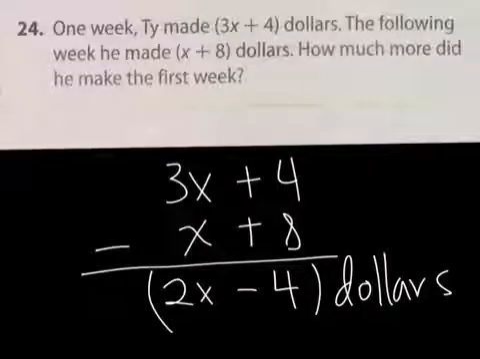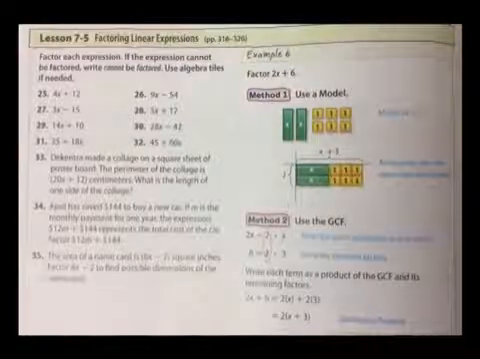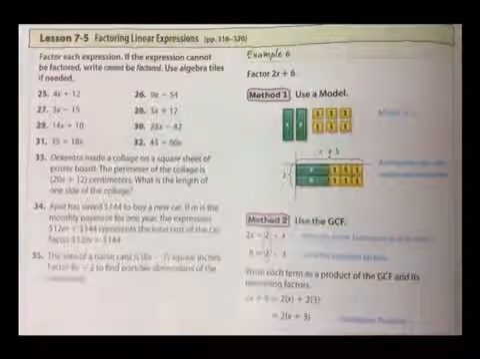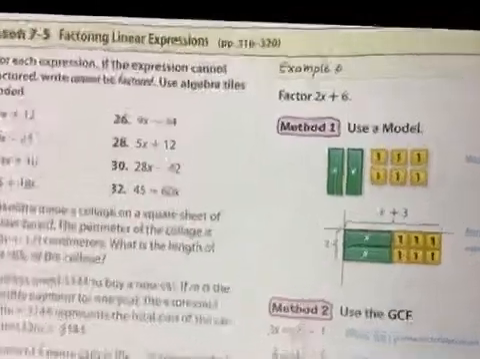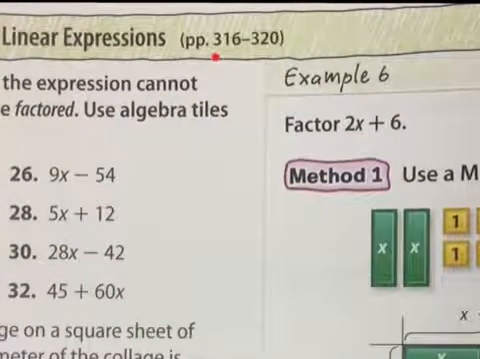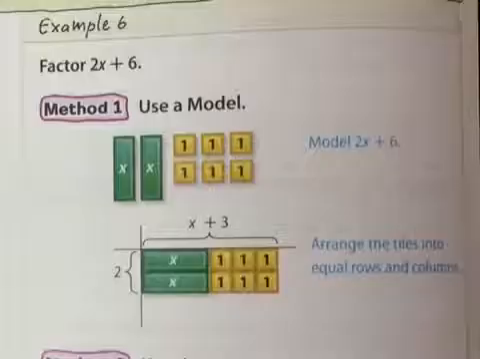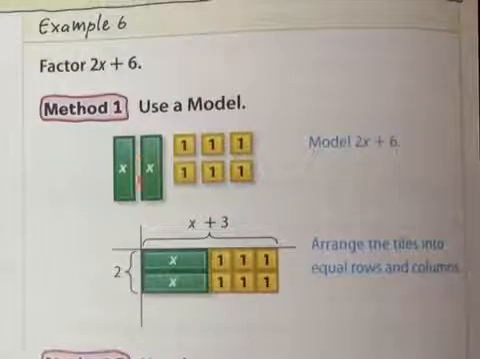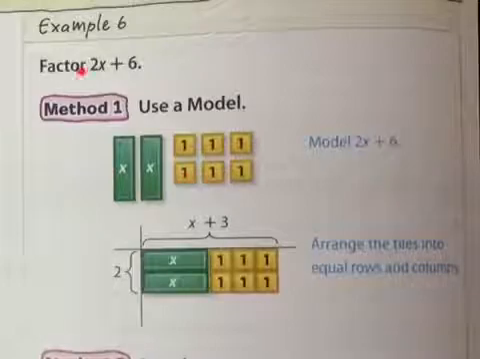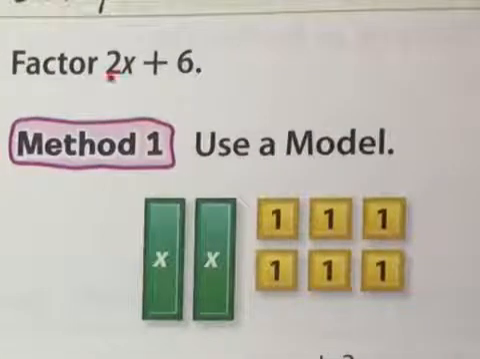Let's move on to 7-5. Lesson 7-5, Factoring Linear Expressions. For further assistance, you can look at examples found on pages 316 to 320. Here we have the expression 2x plus 6. As a model, it looks like this. We have 1x and 2x. See? 2 x's and 6 digits. Here's our coefficient, our variable, and our constant.